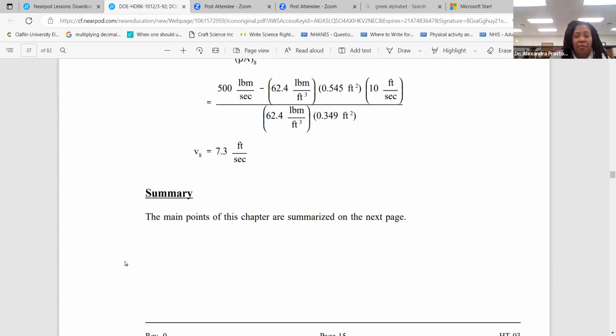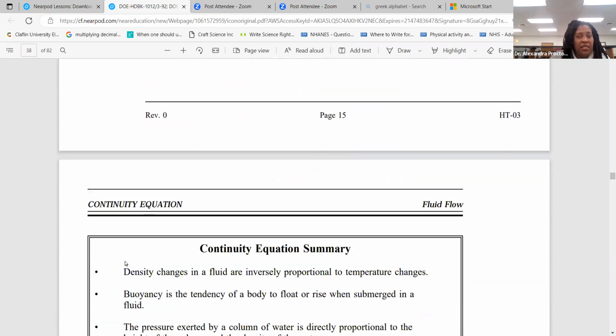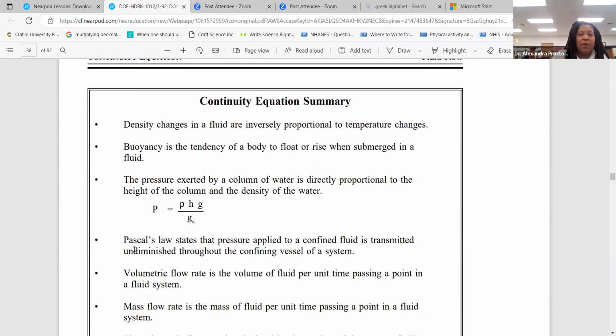So take your time and do the summary section. Let me pause it here. Take your time to do the summary section.